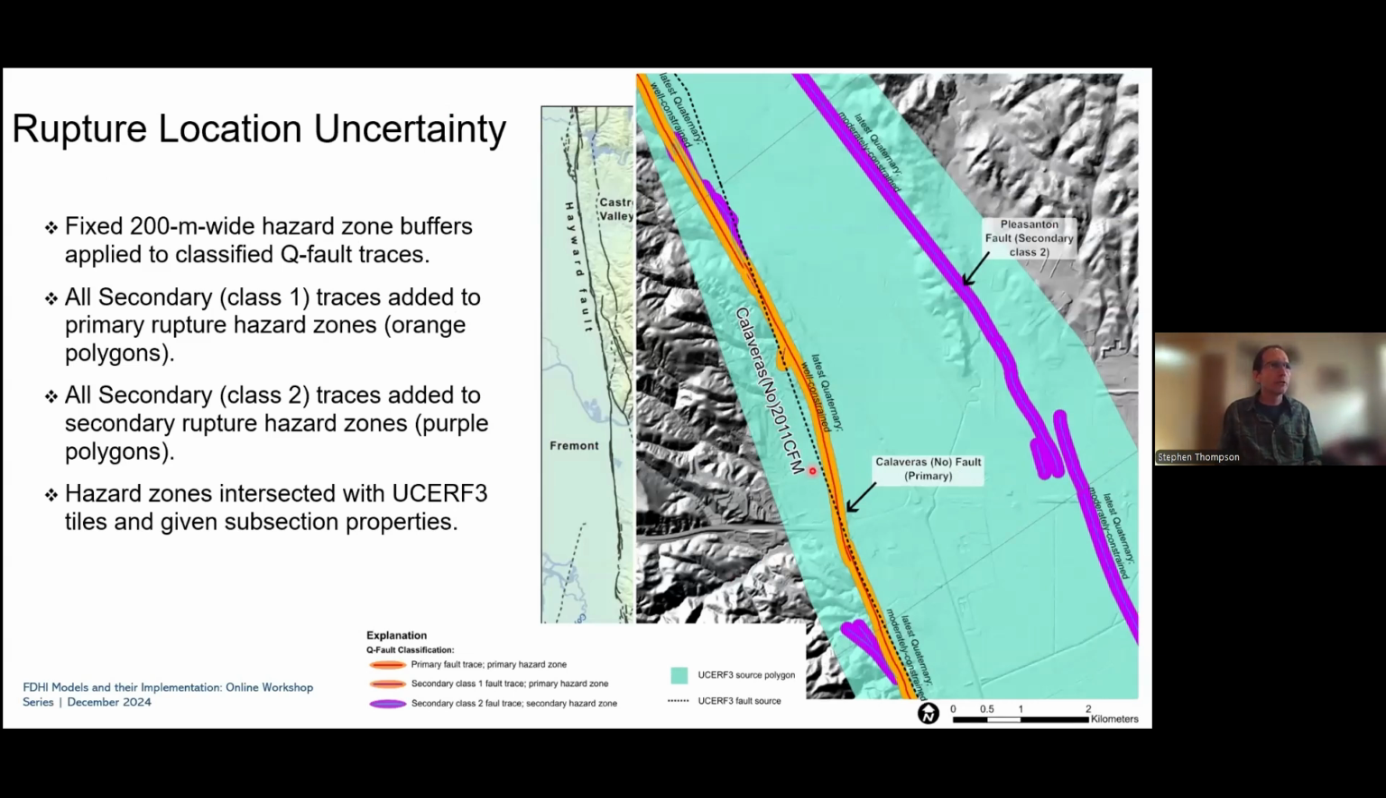Regarding rupture location uncertainty, we have struggled with an appropriate balance between how wide a buffer should be for uncertainty versus wanting to give some sort of sense of precision to a fault displacement hazard map. That's all I'll say right there. Oh, I'll also say that for the first attempt, we ended up merging principal and the first class 2 secondary together.